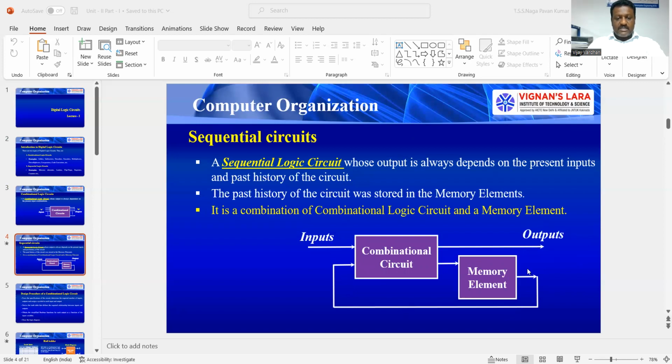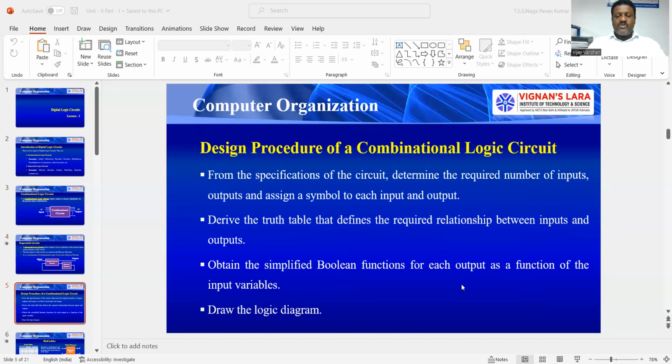See here, friends, this is a sequential logic circuit. It is a combination of a combinational logic circuit and a memory element. Basically, this memory element is useful for us to hold the past history of the circuit, so that the output of this circuit not only depends on the present input, it also depends on the past history of the circuit, which is provided by the memory element. So we can conclude that a sequential logic circuit is a combination of a combinational logic circuit and a memory element.